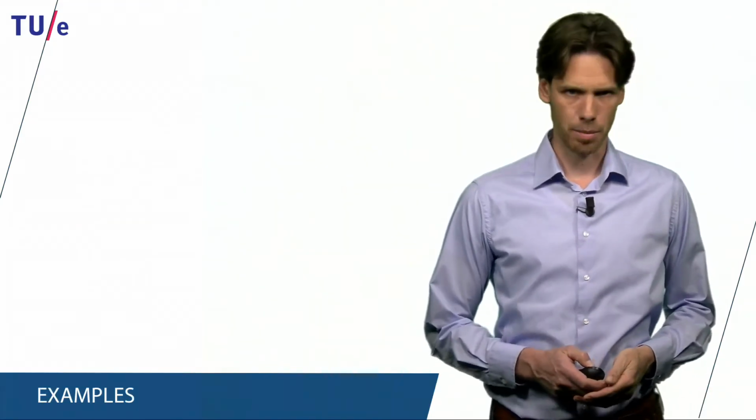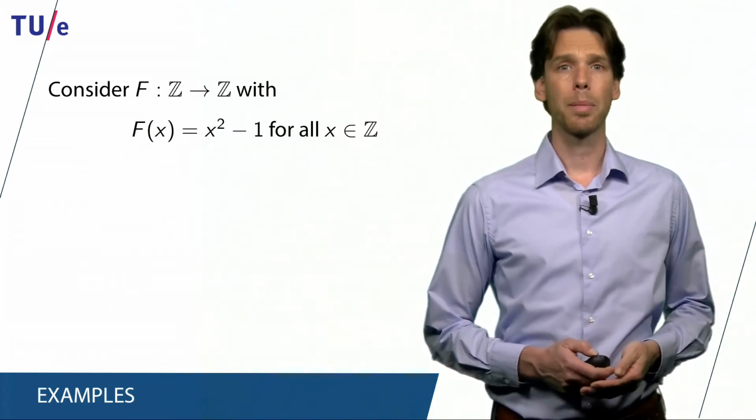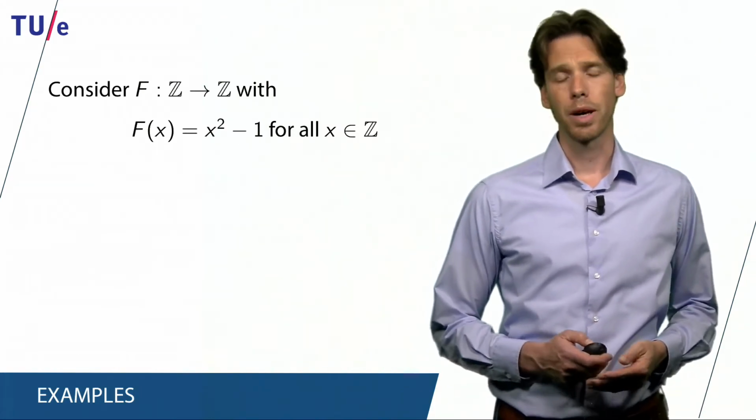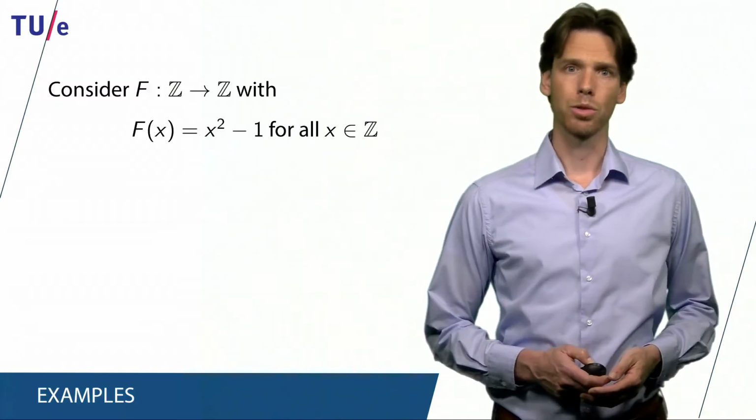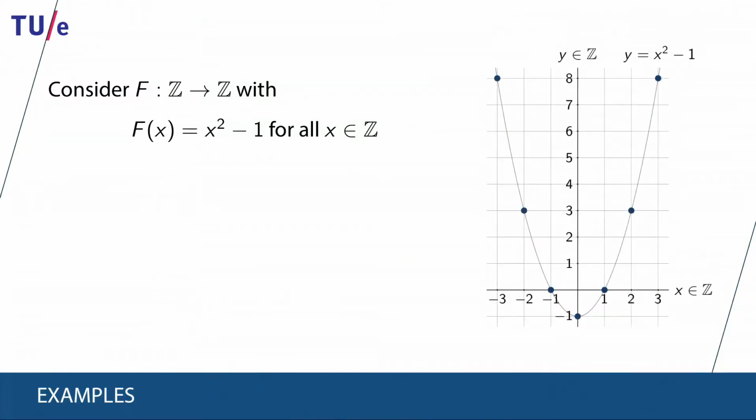Let's consider a couple of examples. First, consider the mapping f from integers to integers defined for all x by f of x is equal to x squared minus 1. The image under f of the set consisting of the integers 0 and 2 can be found by following the arrows starting in the x-axis at 0 and at 2. It is the set consisting of the integers minus 1 and 3. The image under f of the empty set is the empty set, and it always is, irrespective of the definition of the mapping.